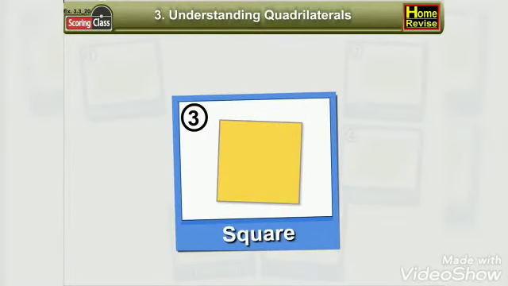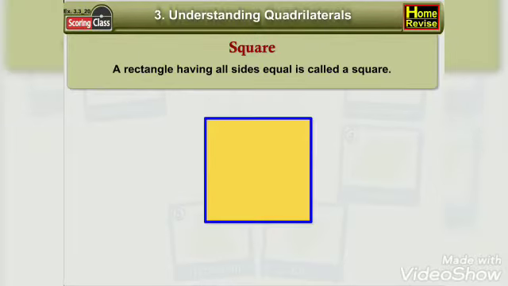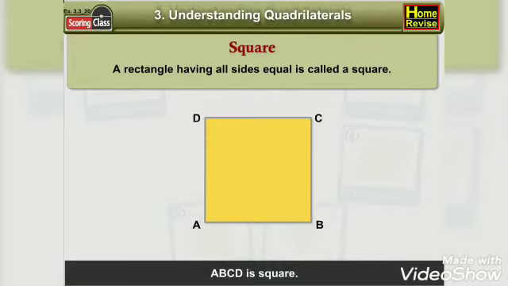Three. Square. A rectangle having all sides equal is called a square. In the figure, ABCD is a square.